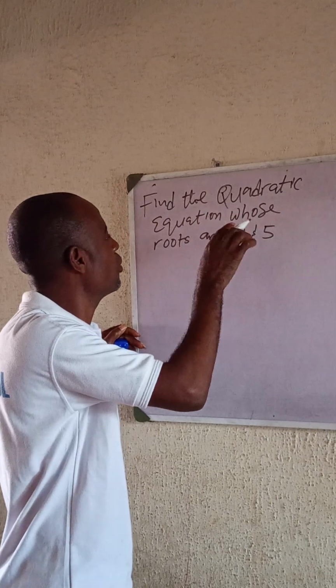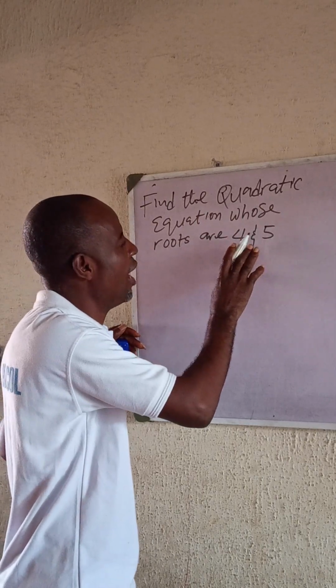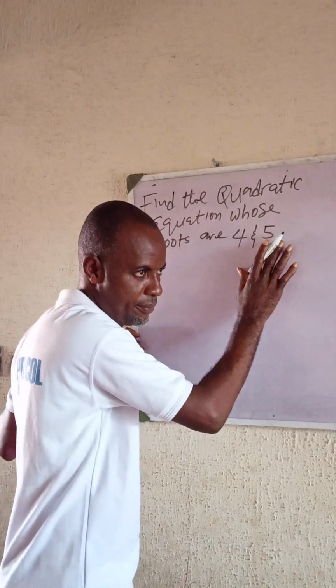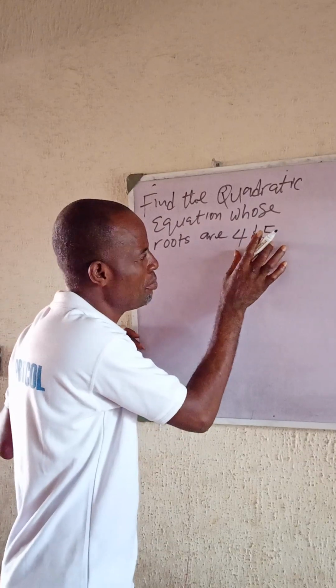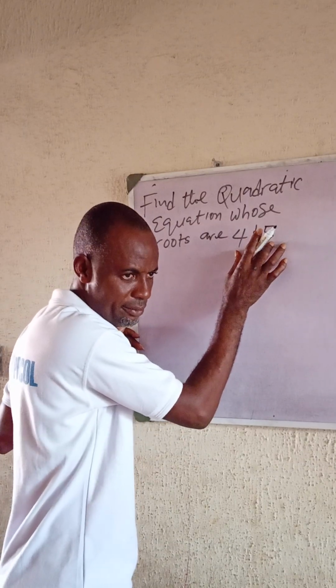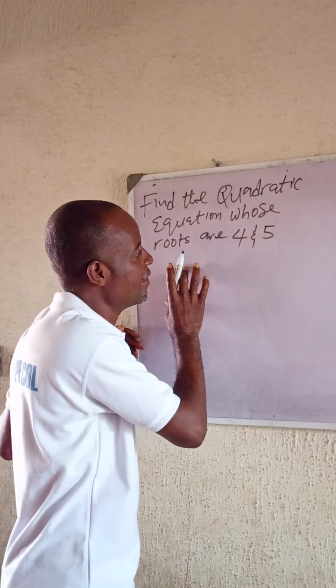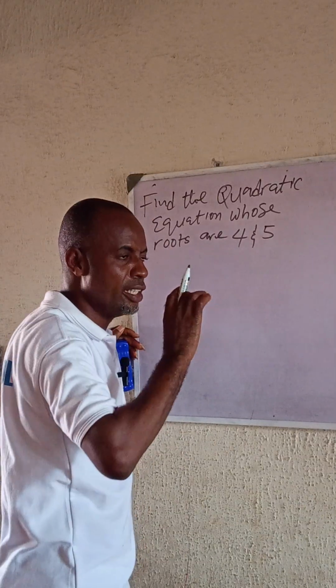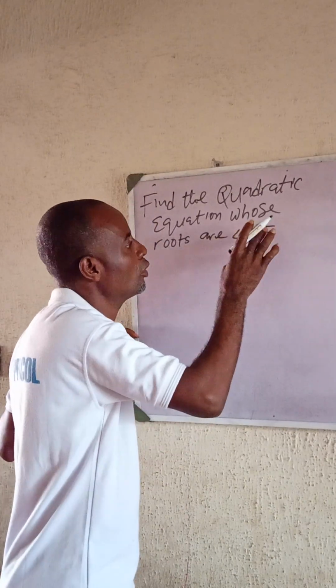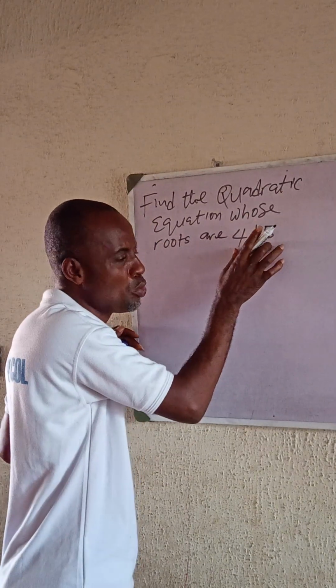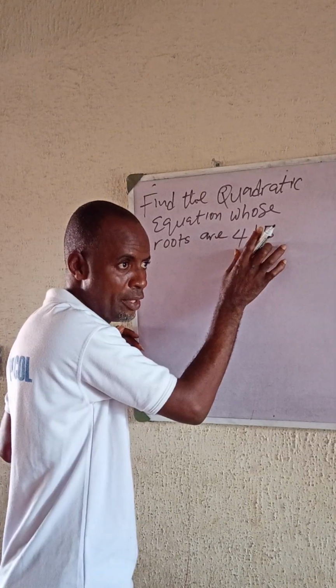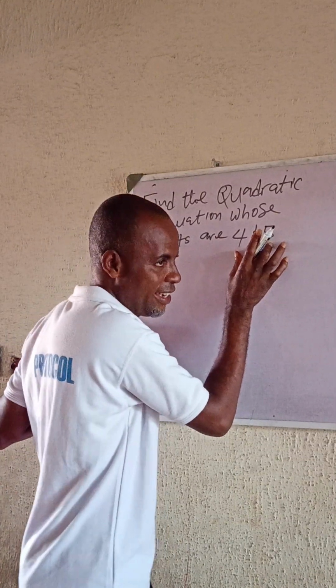The quadratic equation whose roots are 4 and 5. The roots means the answer. Under normal circumstances, they give you the equation and they ask you to solve for the roots, that is, solve for the answer. But now, reverse is the case.